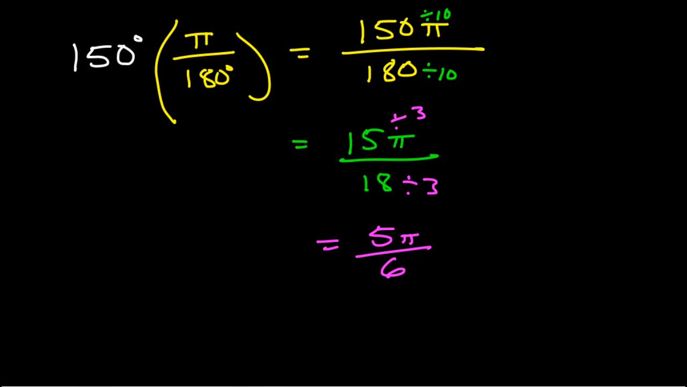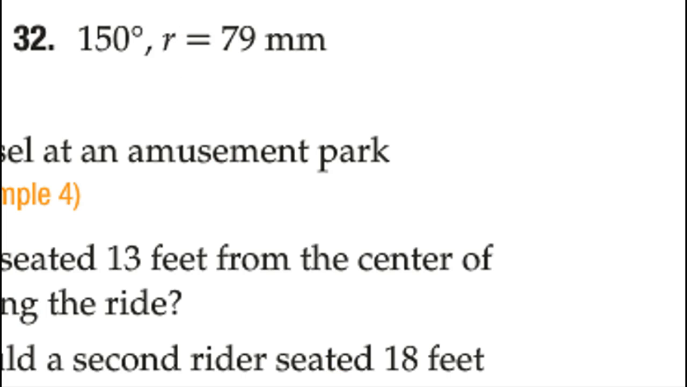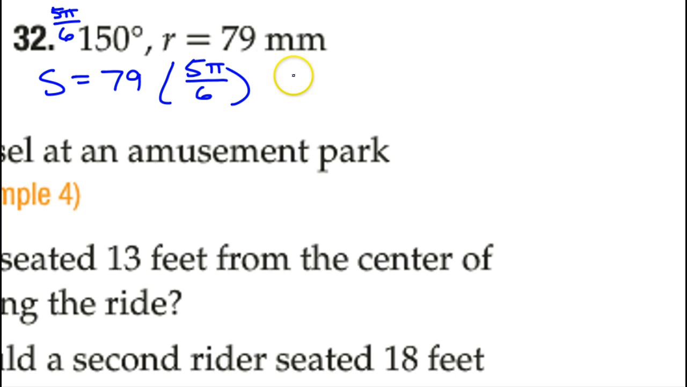Okay, so getting back to the assignment, this is 5 pi over 6. Okay, great. So the arc is going to equal the radius times the angle in radians. So that's going to be 79 times 5 pi over 6. Okay, and I could get an exact answer by just multiplying 79 times 5, and I'd be done. But let's just go ahead straight to the calculator.